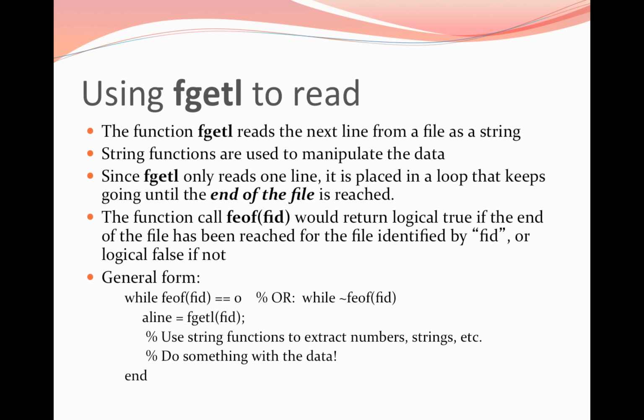Or you could use the not operator and say while not feof, so that says while we're not at the end of the file specified by fid. So while we're not at the end of the file, that means there's something else in the file. So we use fgetl to read the next line from the file as a string and store that in a string variable. I named it aline. So then once you have the line from the file stored in a string, you're going to use string manipulation functions to do something with that string. So for example, if there are numbers in there, you want to extract the numbers, convert them to actual numbers, and so forth. So basically, you're reading each line from the file and you're doing something with the data.